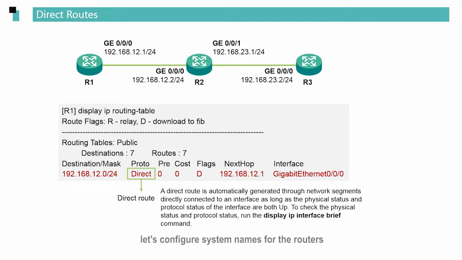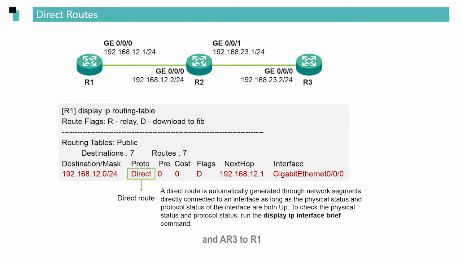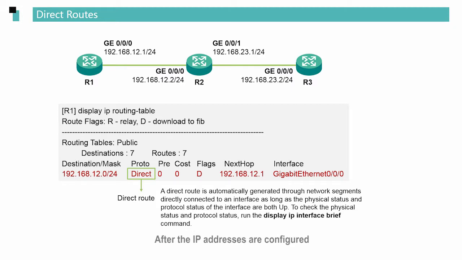Now let's configure system names for the routers. What we need to do is to double-click the icon of each router and set the system names for AR1, AR2, and AR3 to R1, R2, and R3, respectively. We then need to configure the planned IP addresses for the interfaces using the ip address command in the interface view. After the IP addresses are configured, we can check connectivity using ping. It turns out that R1 can ping R2 and R2 can ping R3.